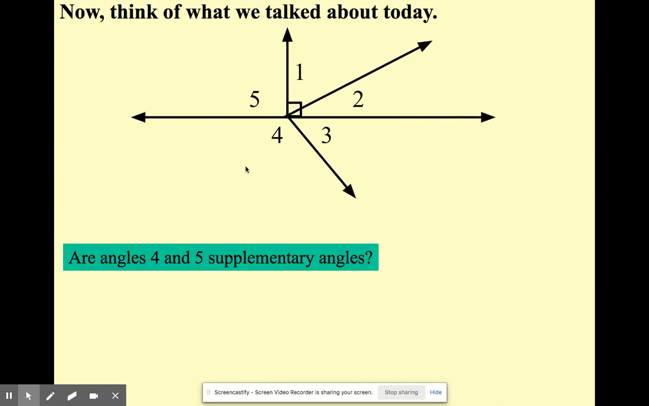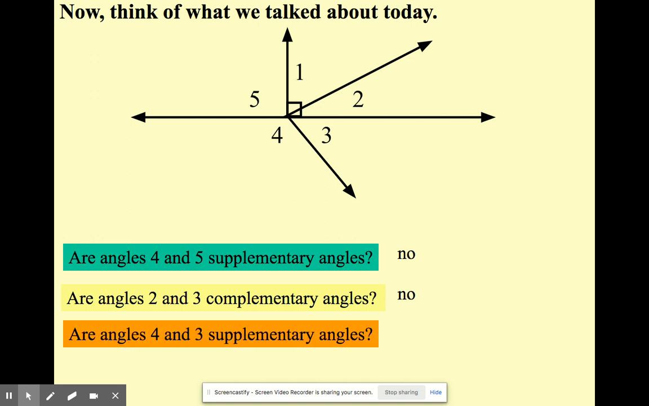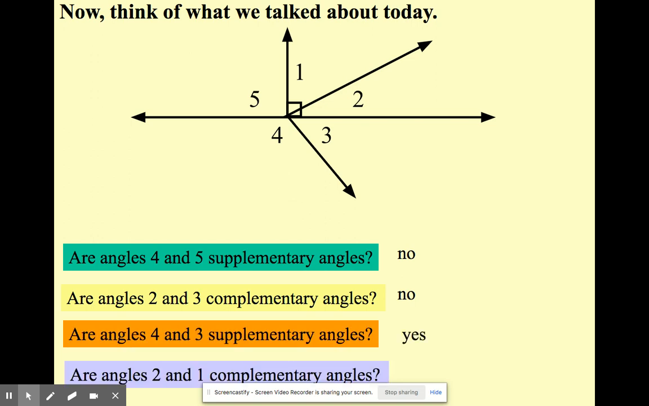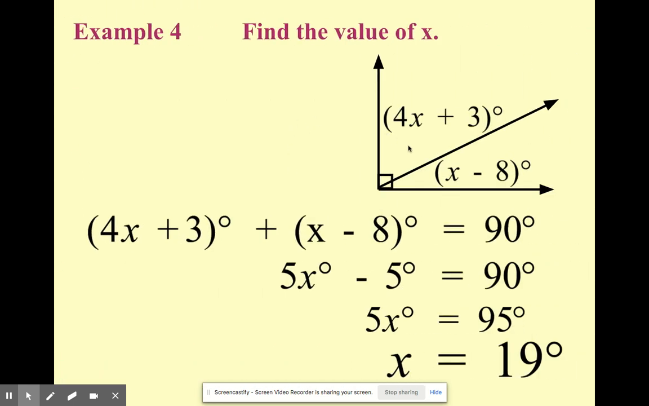But know that we could possibly get more extreme questions, something like this, where you have multiple angles, multiple lines, multiple rays. Are angles 4 and 5 supplementary angles? Our answer would be no. Are angles 2 and 3 complementary angles? I'm hoping you are also thinking no. Are angles 4 and 3 supplementary? The answer is yes. Are angles 2 and 1 complementary? The answer is yes.